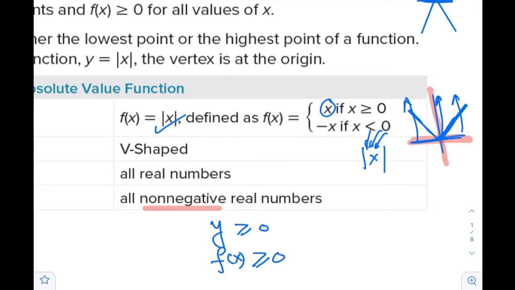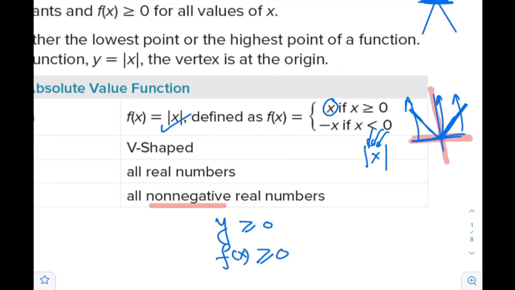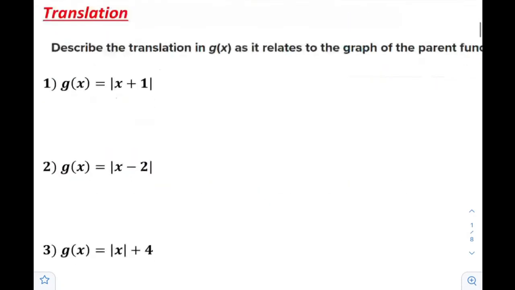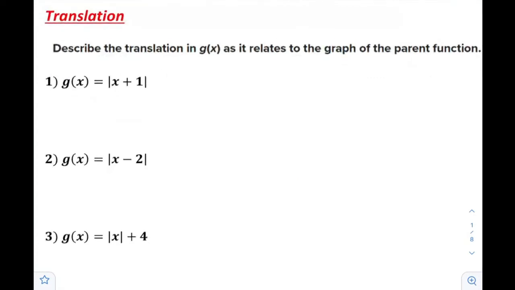We will apply all the techniques that we have used before. Here we studied before translation, sliding left or right. We studied before what is between brackets. It can move left or right.